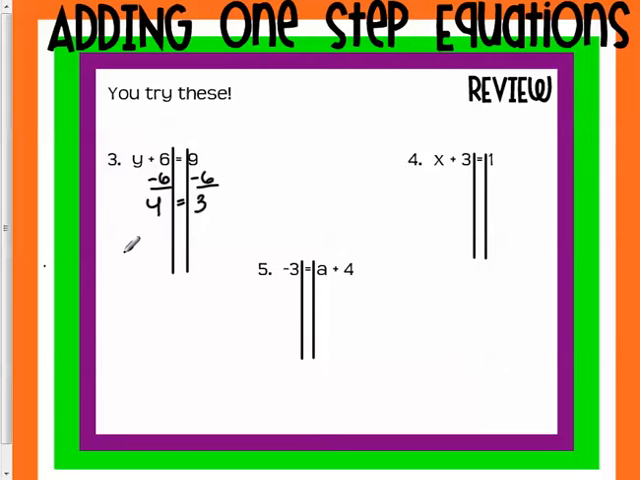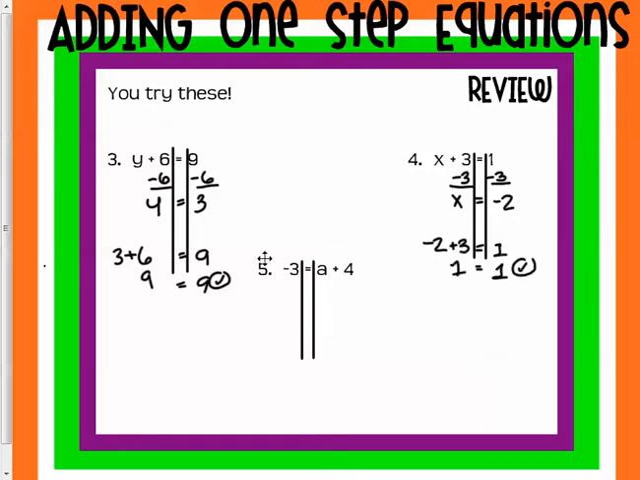We can check our work by plugging in 3 plus 6 equals 9, and 9 equals 9, so it checks. Over here, the opposite of a positive 3 is a negative 3, so we're going to take 3 away from both sides. x equals negative 2. If we plug in negative 2 plus 3, it equals a positive 1, and 1 equals 1, so it checks.